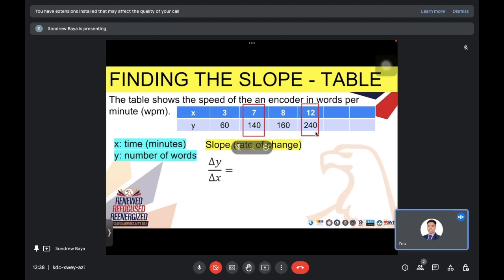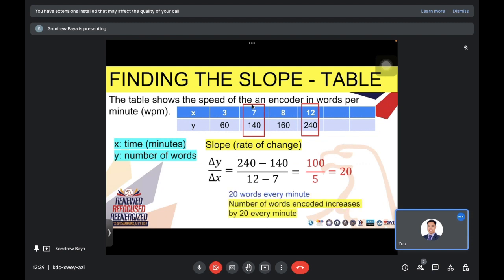Change in y will just be 240, the current minus the previous. 240 minus 140. And then for the change in x, it's 12 minus 7, which gives us 100 over 5 equal to 20. In other words, the rate of the person in encoding is 20, which can be interpreted as 20 words every minute. So this is now the rate of the person. That's 20 words every minute. Or this 20 tells us the number of words encoded increases by 20 every minute. All right? And this is how to find the slope given table of values.